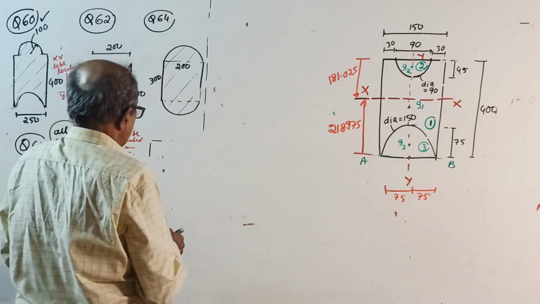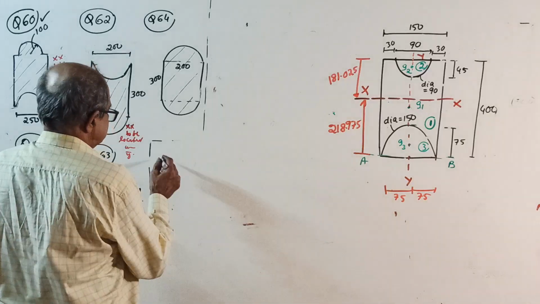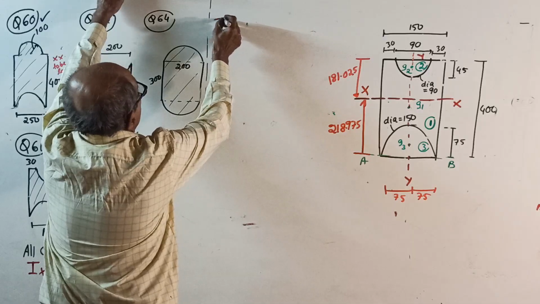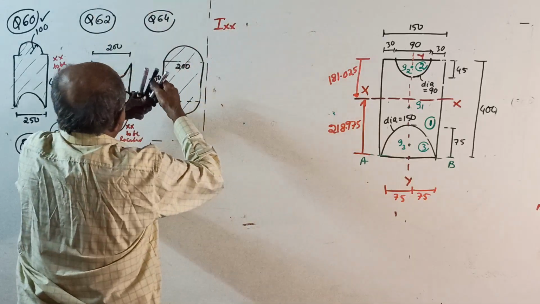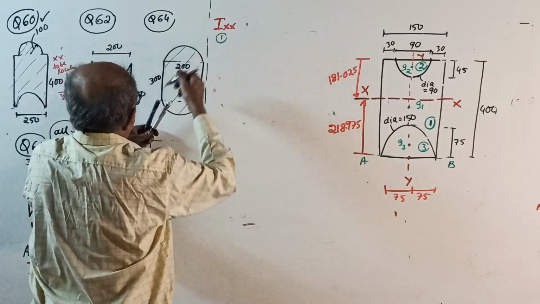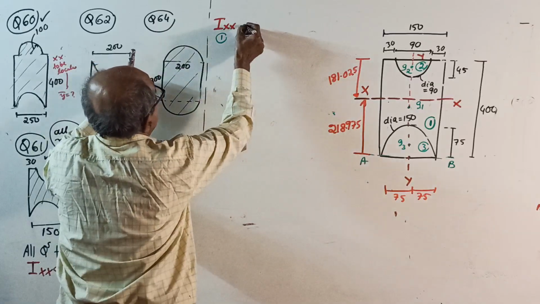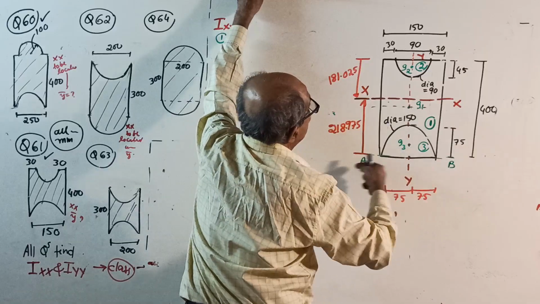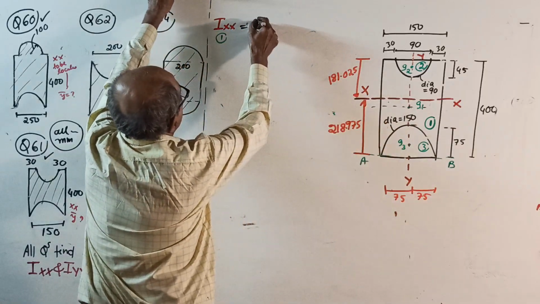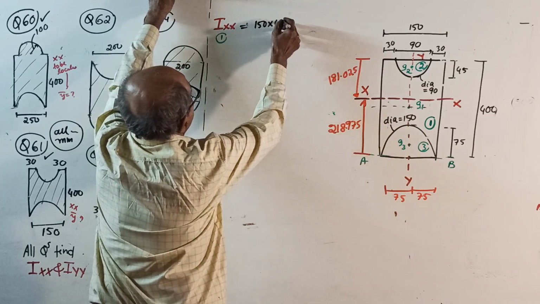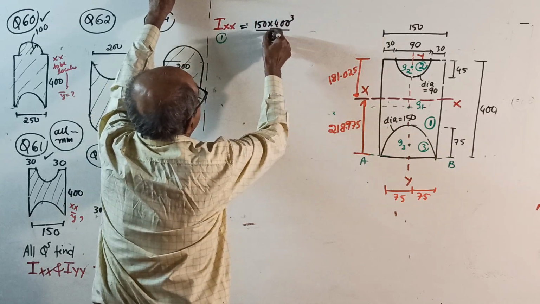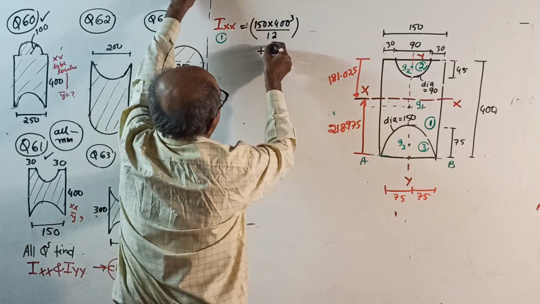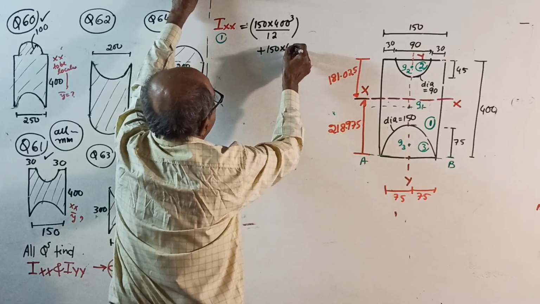Okay, start. I write here, I about xx first. I'll do one thing: I about xx for 1 equal to I about its own centroidal axis, 150 into 400 cube by 12, which is Ig, plus area. 150 into 400 is the area.